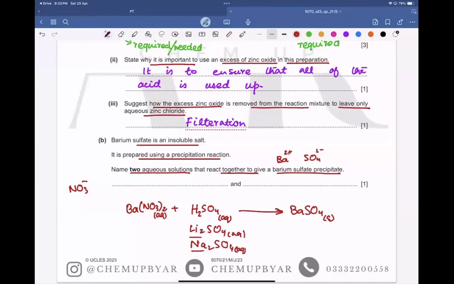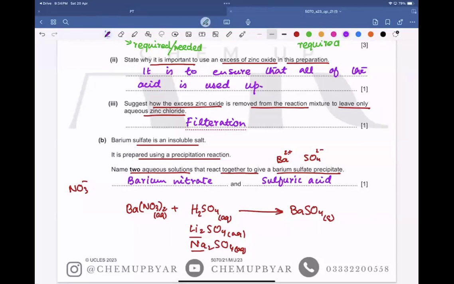Okay. So name the two aqueous solutions. One aqueous solution is barium nitrate, and the other aqueous solution is either sulfuric acid or lithium sulfate or potassium sulfate or sodium sulfate. You can use any.